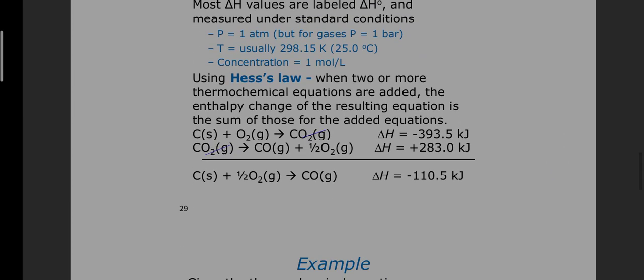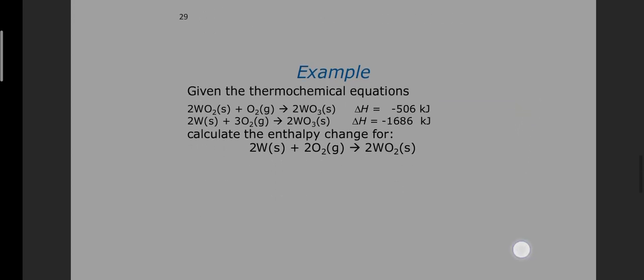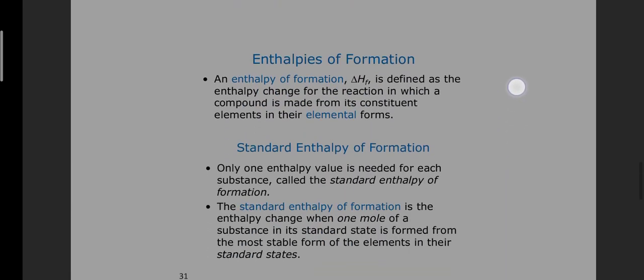Using Hess's law, when two or more thermochemical equations are added, the enthalpy change of the resulting equation is the sum of those for the added equations. This is the example given, and there are some more examples for Hess's law.